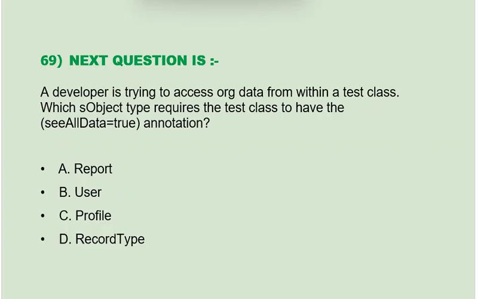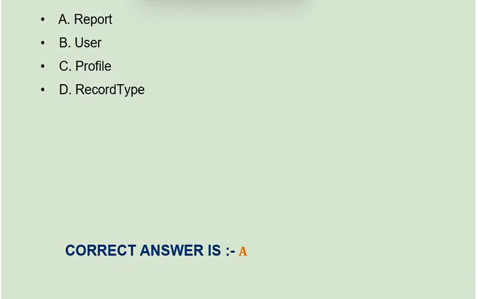Question: A developer is trying to access org data from within a test class. Which object type requires the test class to have the seeAllData=true annotation? Option A, report. Option B, user. Option C, profile. Option D, record type. Correct answer is option A.